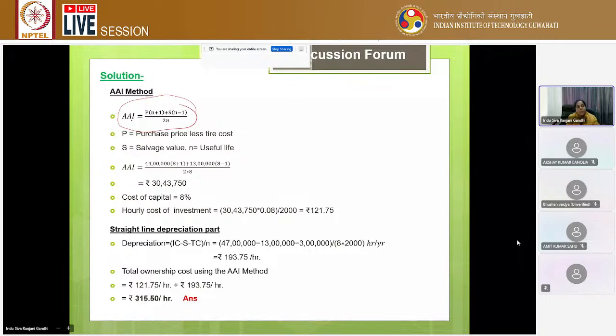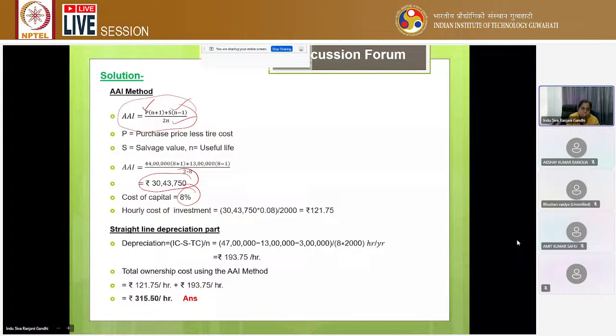Okay, so average annual investment is nothing but P into (N plus 1) plus S into (N minus 1) by 2N. P is the purchase price less tire cost, S is the salvage value, and N is the life of the machine. Okay, so if you substitute the numbers, you will get the average value of the machine as 30,43,750. Okay, now the cost of capital is 8%.